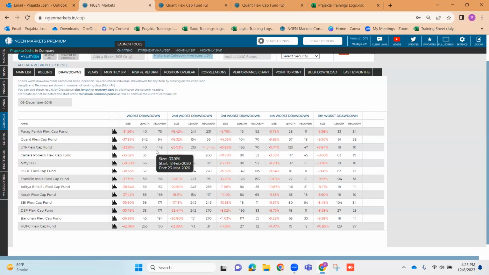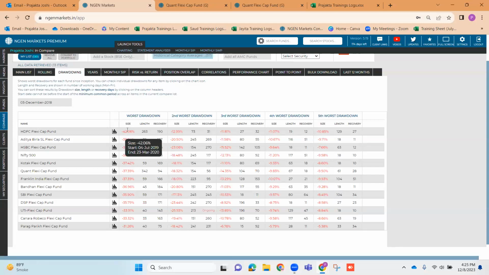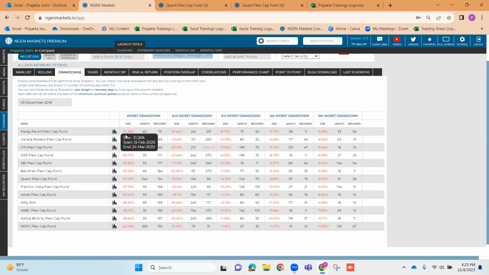Alternatively, you can also sort them on the basis of their sizes. Simply click on this and it will get sorted in ascending or descending order. And you can see HDFC, as we were seeing, has reported the highest loss, basically the highest magnitude. On the other hand, Parag Parikh has reported a loss of negative 35%, which happens to be its worst drawdown. Okay, so this was on a single fund level.